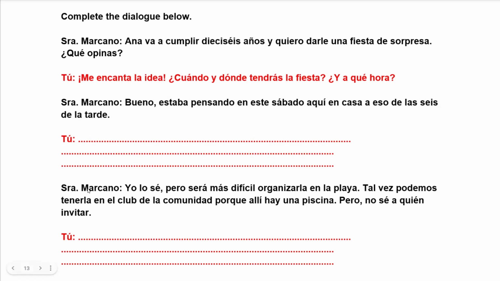So here she says, I know, but it will be harder to organize it at the beach. Perhaps, or you can translate this as maybe, we could have it at the community club because there is a pool there. But I don't know who to invite. Okay. So this is the context surrounding where we have to give a response.